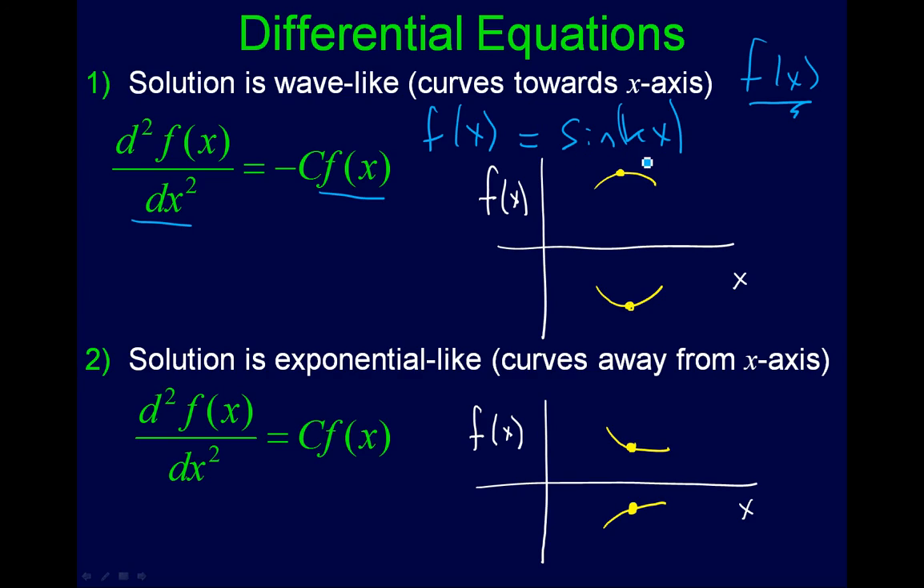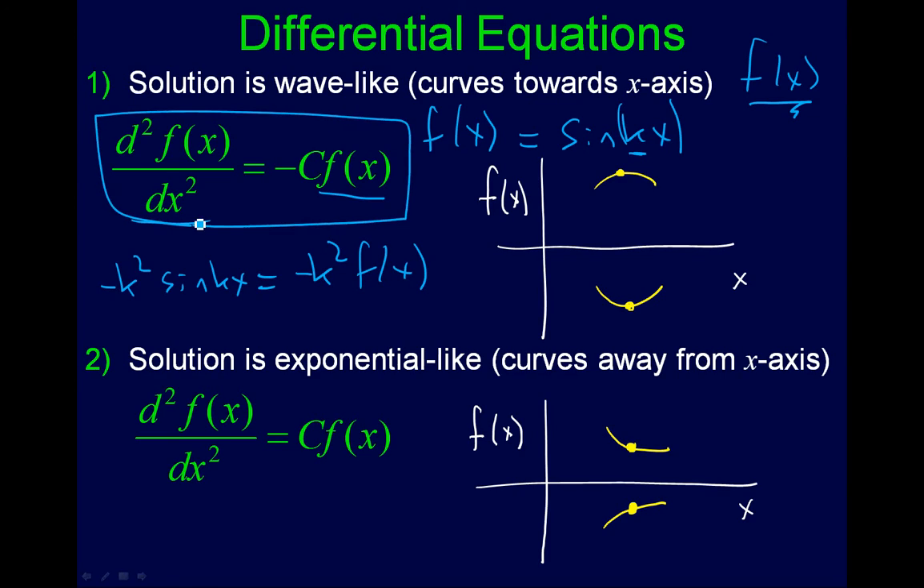If I take two derivatives of this function, sine kx, I get negative k squared sine kx, which of course equals negative k squared, which is just a constant, times my function of x. And so this equation is telling us we want some function where if I take two derivatives of it, I get a negative constant times the function itself. And that happens with the sine. It also happens with the cosine. So in fact, the general solution will be a combination of these. And so it's a wave-like solution, and it basically always curves towards the x-axis.